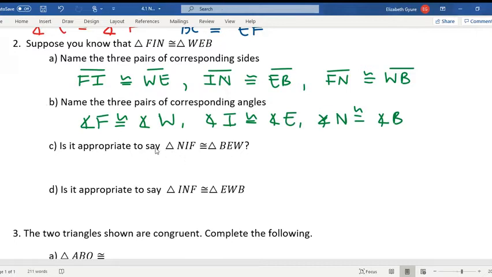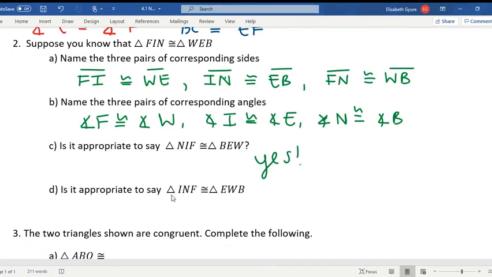Is it appropriate to say triangle NIF is congruent to triangle BEW? Well, this is asking you, did they match up their corresponding angles properly, right? Is this still in an okay order? Well, NIF is just taking your original statement and writing it backwards. And then BEW is also just taking your original statement and writing it backwards, so that's okay, because N goes with B, I goes with E, and F goes with W, just like it did originally. So this one is good to go.